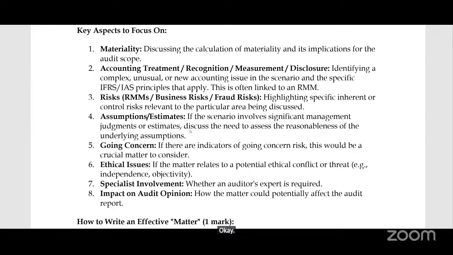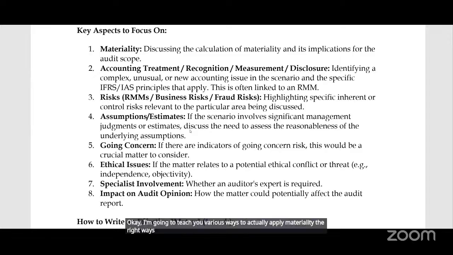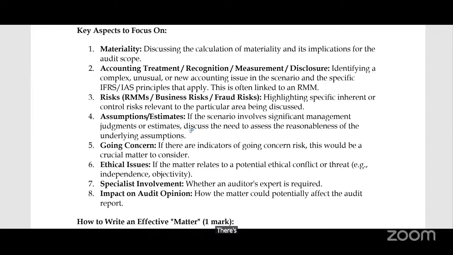I'm going to teach you various ways to actually apply materiality the right way. Some people just pick anything and say, okay, R&D capitalized, a percentage of total assets. No, it doesn't work like that. There's a time you can compare it to the percentage of total assets, and there's a time you need to compare it to the percentage of profit before tax. We are going to learn all that. I'll take it step by step for you to really understand how these things are supposed to be done.